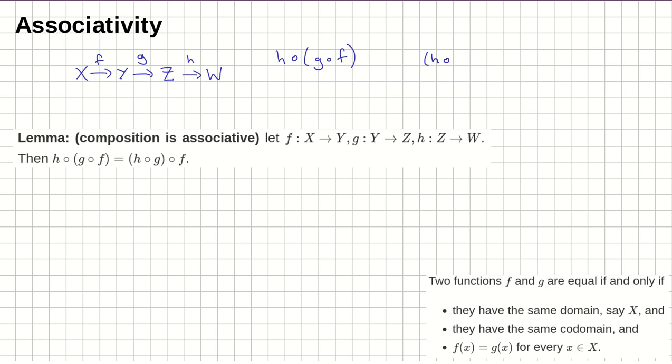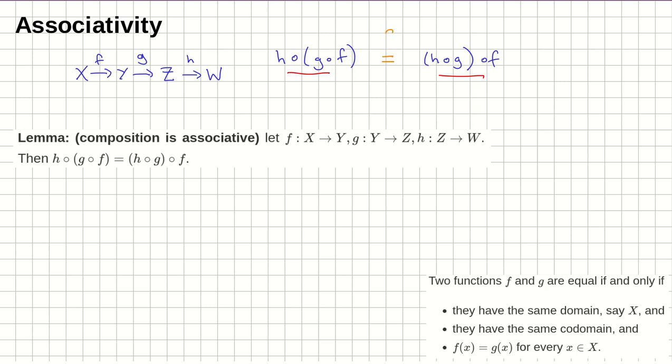And I can also look at another composition, which is H composed with G, composed with F. Again, this makes sense because H composed with G is a function from Y to W, so I can compose that on the left with F because F is a function from X to Y. So both of these two compositions make sense. And it's quite natural to ask the question, are they actually equal to one another? They're both functions whose domain is X and whose codomain is W.